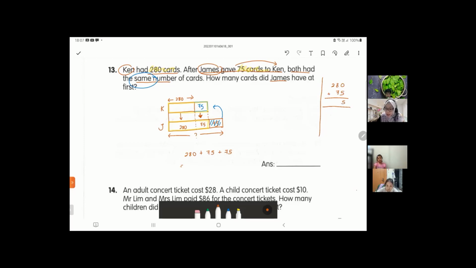Okay, so in this case it's 5. 8 plus 7 is 15. 2 plus 1 is 3. Then 3, 5, 5, you plus another 75. Okay, and then you are going to get your answer 430. That's the answer. 430 cards.